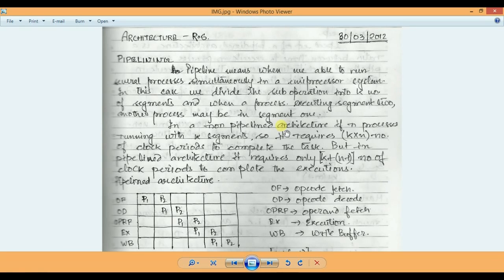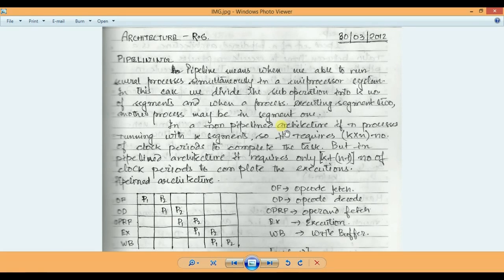Well, running several processes, one can think that there is a multiprocessor environment, so that's why we can run several processes together. Well, at times the infrastructure of a multiprocessor environment is quite costly, because more than one processor is a bit costly. So the solution is pipelining.